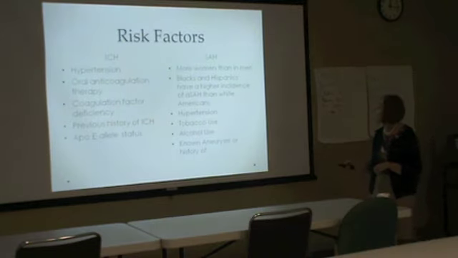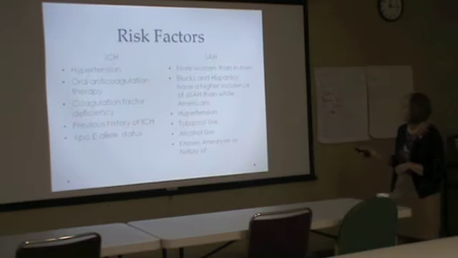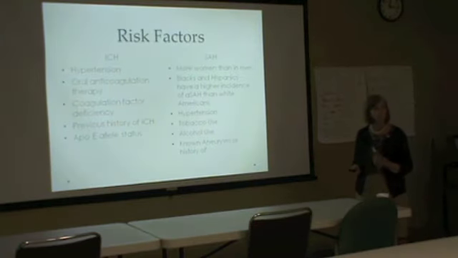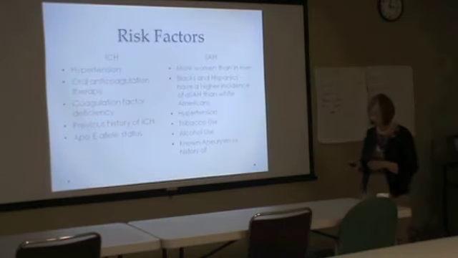this will come along. For subarachnoid hemorrhage, it's more common in women. It's more common in blacks and Hispanics. Again, hypertension is a risk factor here. And here you'll find tobacco and alcohol more strongly listed. And obviously, if they've had a known aneurysm or a history of a previous subarachnoid hemorrhage, their risk is going to be higher.